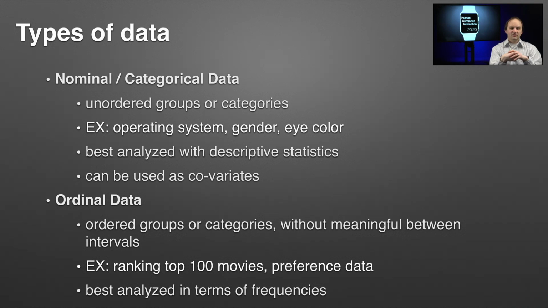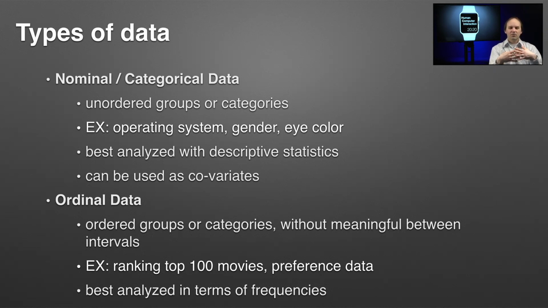And though some of us may think there is an ordering, there is no natural ordering to discrete operating systems, right? They're just categories. Another example is like eye color, right? If we look at discrete eye colors, brown eyes, blue eyes, green eyes, there's no order to that. You're just in one of the categories.